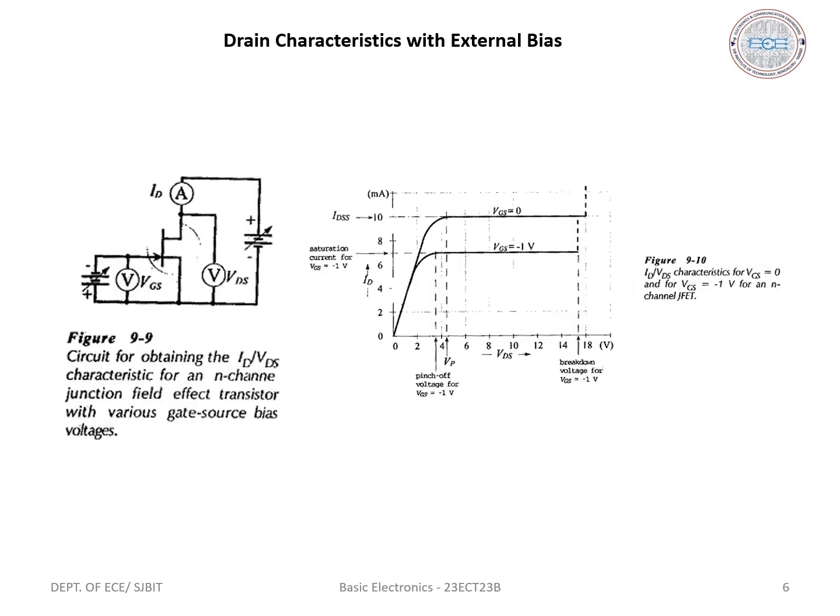Next, drain characteristics with the external bias. Here a circuit is drawn to obtain ID versus VDS characteristics for an N-channel JFET with an external gate source bias applied. VGS is set to a negative level such as -1 volt. VDS is increased in steps and the corresponding levels of ID are noted at each VDS step. The ID versus VDS characteristic for VGS of -1 volt is then plotted as shown in the figure.